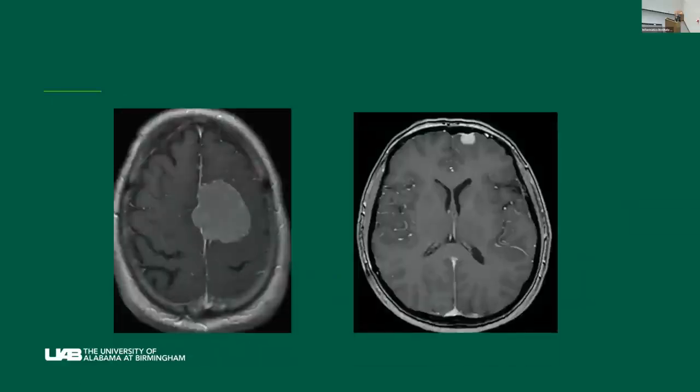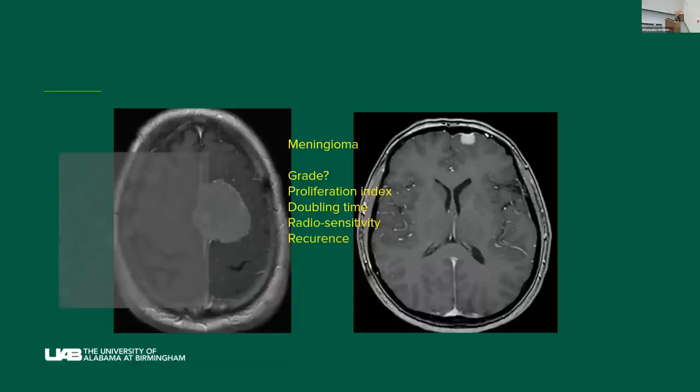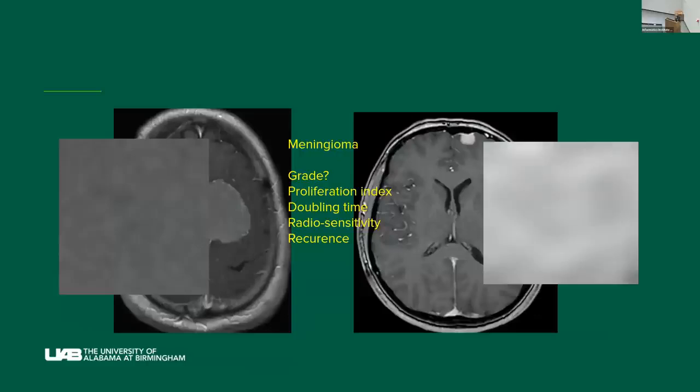Same thing for the meningioma. We have two meningiomas. Both the radiologists and neural networks can predict the chance of meningioma, and they can segment and measure the volume. But the question is, what is the grade? Proliferation index, doubling time, which one is radiosensitive? What is the chance of recurrence after surgery and chemotherapy? Again, if you maximize the images, it seems that these two meningiomas are not the same.